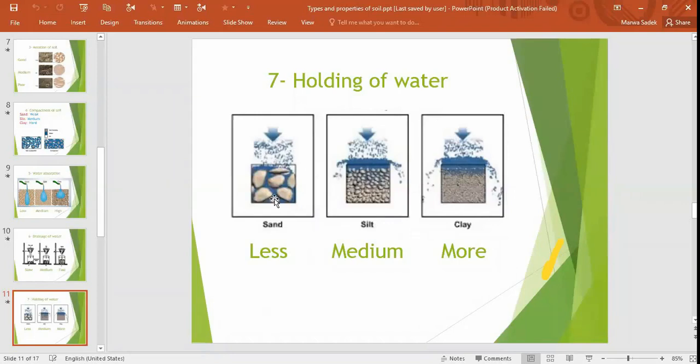But here, sand, can it hold water? No. The water will pass through the particles, so it can't hold the water. So it is less in holding water. So again, holding of water: clay more, silt medium, and sand less. Okay, guys? Okay.